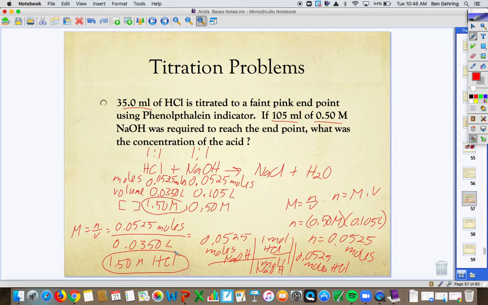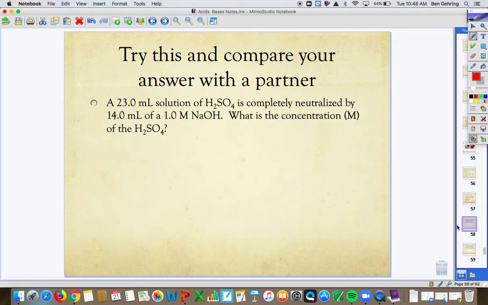That's an example of a titration problem. Let's do one more, because it's not always a nice 1-to-1 ratio with stoichiometry. So let's do one that's not, and I'll give you one to practice as well. So in this case, I have a 23.0 milliliter solution of sulfuric acid, which is completely neutralized by 14.0 milliliters of a 1.0 molar sodium hydroxide solution. What is the concentration of the sulfuric acid?